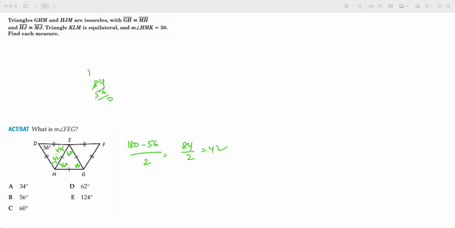Really, guys, that seems incorrect. Wait, this is 56. So 180 minus 56 is what? 124. 124 divided by 2 is 62, right? This is 62, this is 62, this is 60, right?